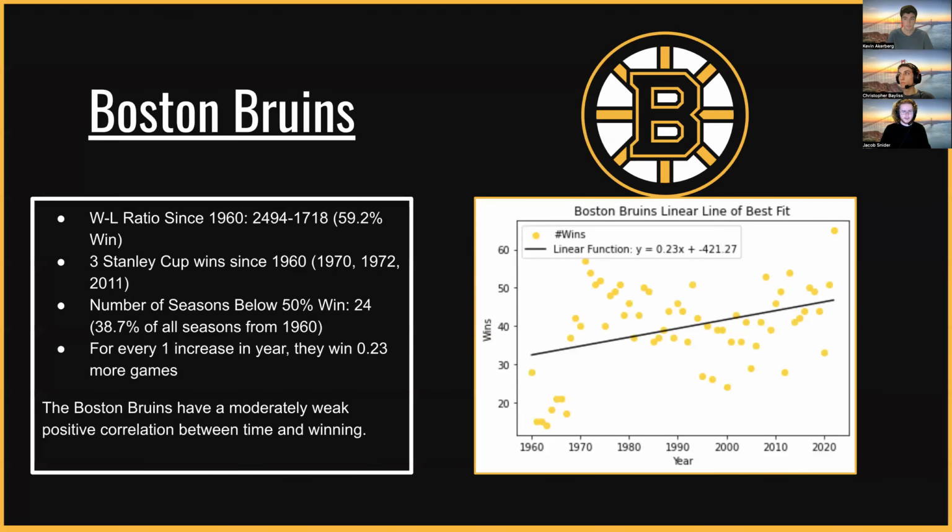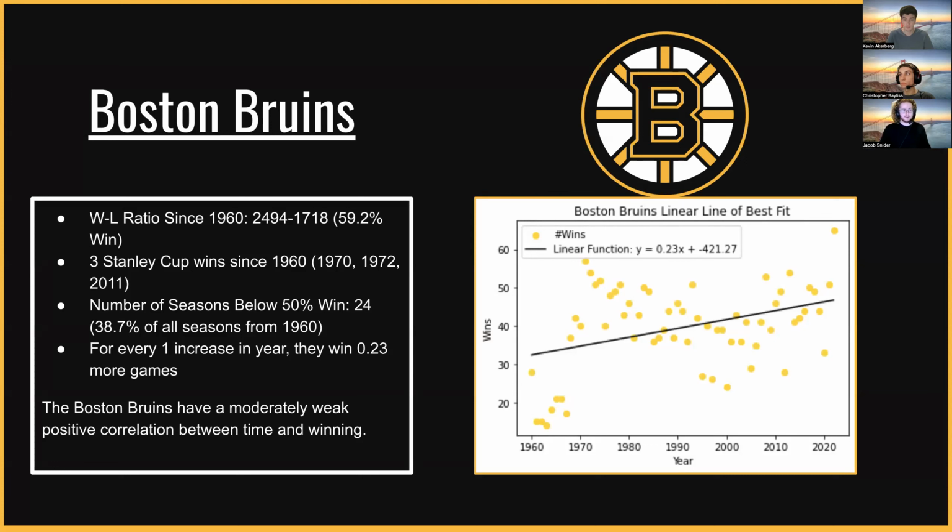The Boston Bruins, our National Hockey League team. Their win-loss ratio since 1960 says that they've won nearly 60% of all of their games played since 1960. They have 3 Stanley Cup wins since 1960, in 1970, 1972, and 2011. The number of seasons below 50% wins is only 24. So that means that in only 38.7% of all seasons since 1960 did they lose more than they won.